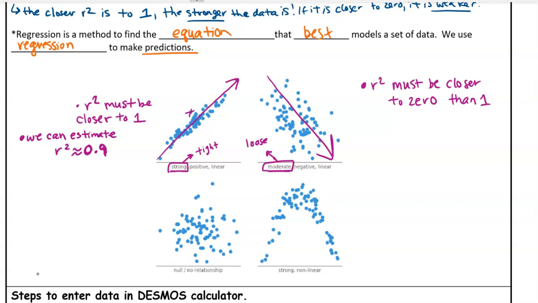Okay, and it's definitely not 0. We can see that it is making some sort of line. It is going in one direction, so it's not 0, but it's definitely not 0.9 like the other one was.